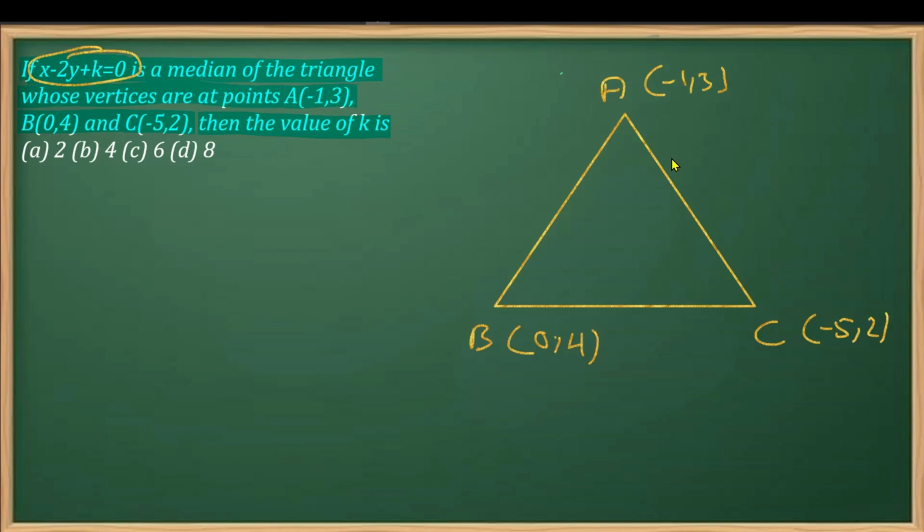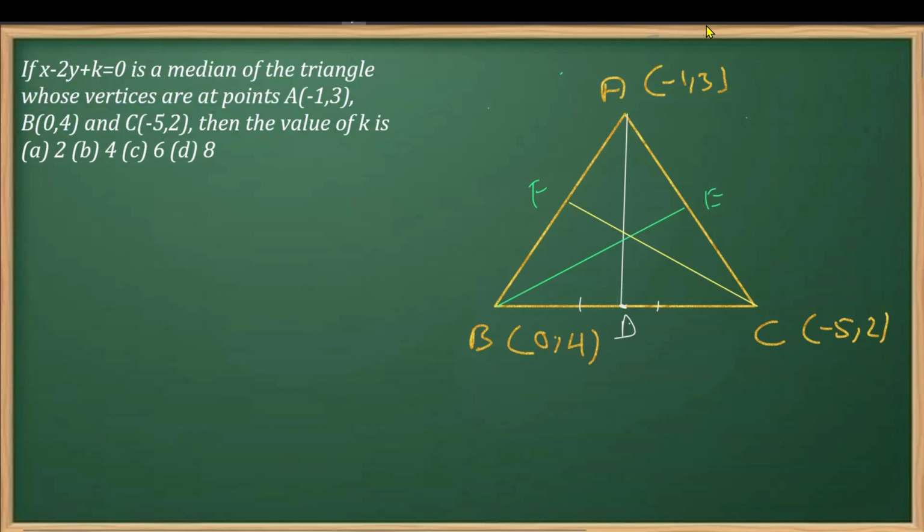We do not know which median they are talking about, because as you know, in a triangle we can draw three medians. A median is a line joining the midpoint of a side with its opposite vertex. As per the question, we don't know which median they are talking about, so the three medians can be AD, BE, and CF. Clearly, we cannot figure out which median this equation represents.